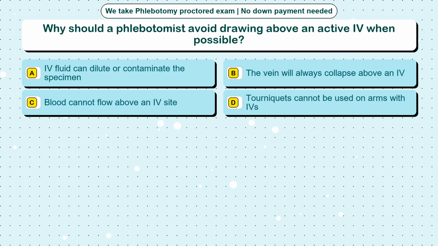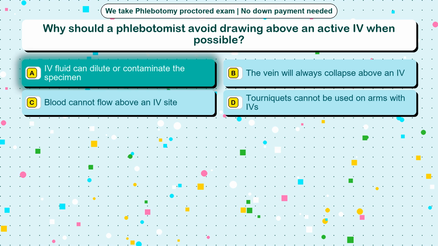Question 58. Why should a phlebotomist avoid drawing above an active IV when possible? Option A. IV fluid can dilute or contaminate the specimen. Option B. The vein will always collapse above an IV. Option C. Blood cannot flow above an IV site. Option D. Tourniquets cannot be used on arms with IVs. The correct answer is option A.